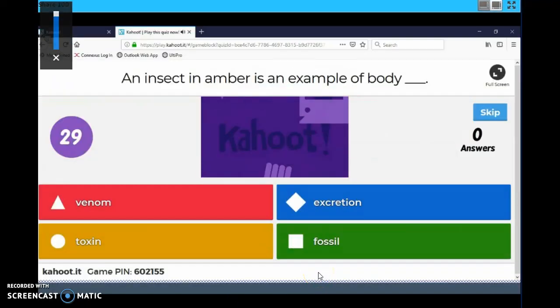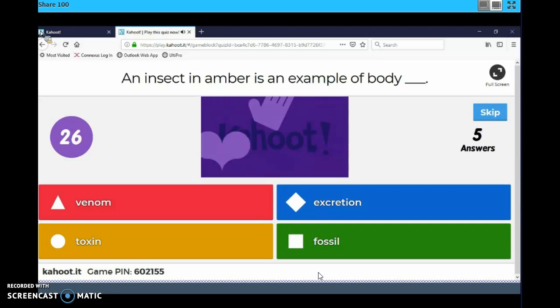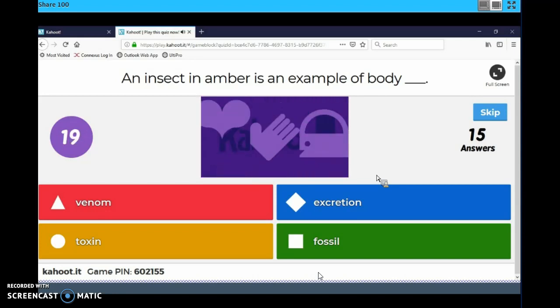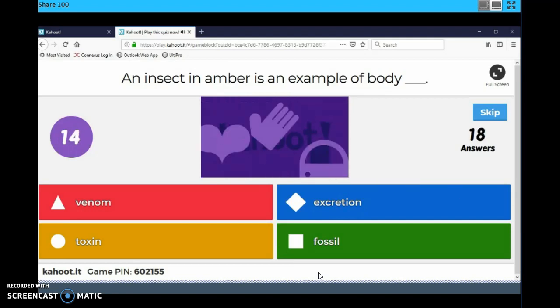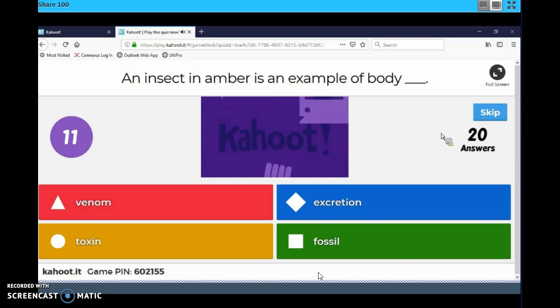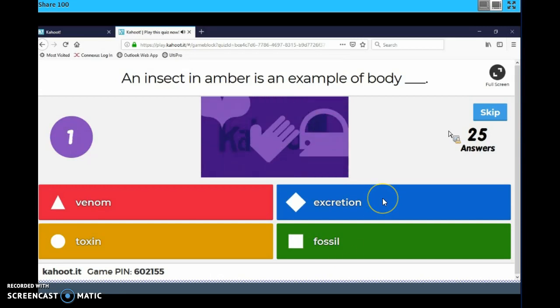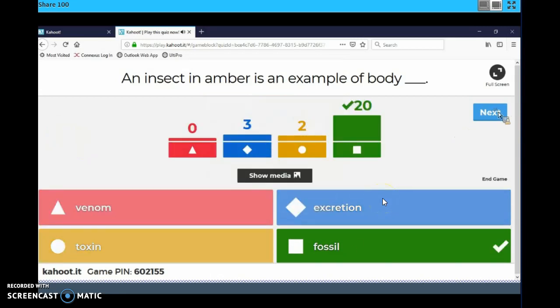An insect in amber is an example of body what? And the insect stuck in amber is an example of a fossil, the body fossil, because it has the whole body of the organism. All right, number two, coming up.